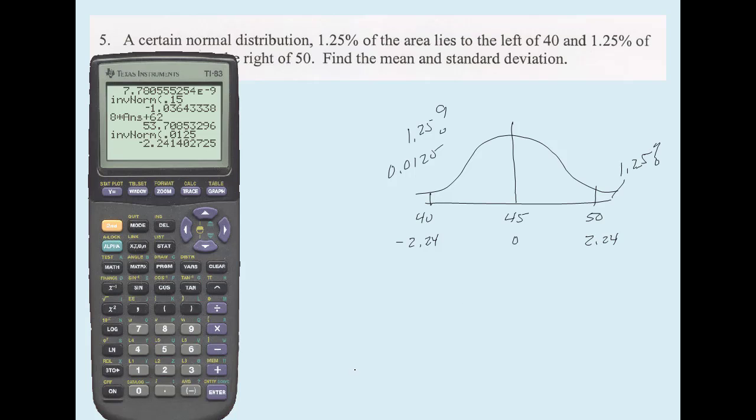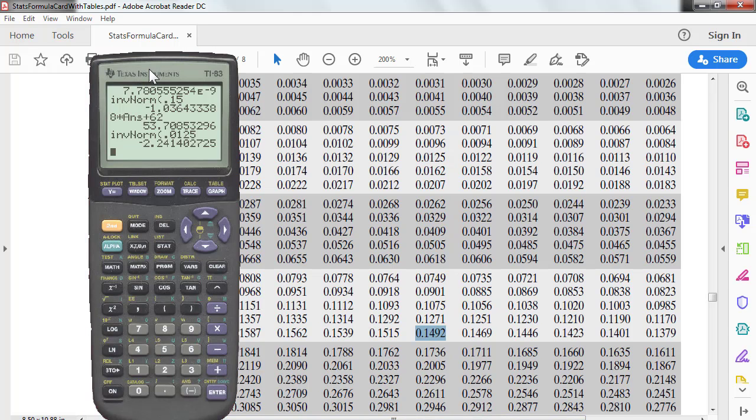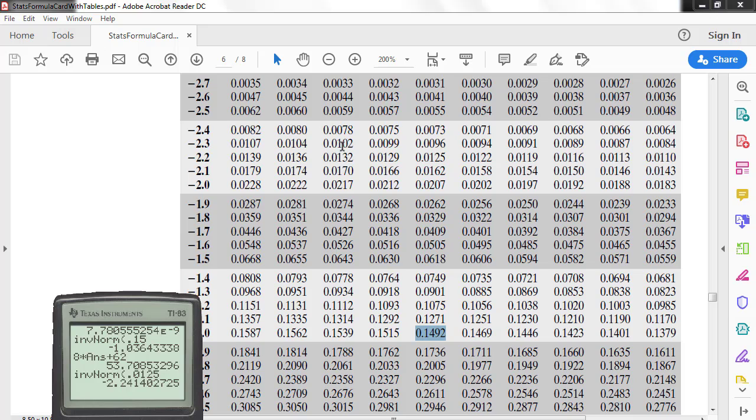Now I can do it with, let's go look it up in the table. Let's see if we can find it in a table. So 0.0125, 0.012, 0.012. Oh, look at that. 0.0125 is right there. Huh, I'll be danged. That doesn't happen very often. So that's -2.2, 1, 2, 3, 4. -2.24.